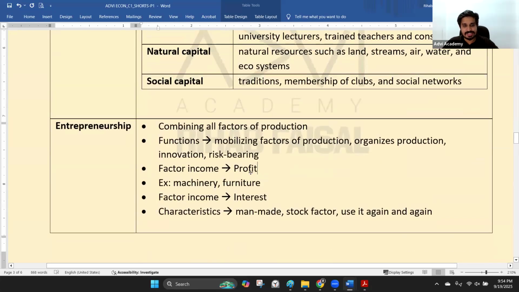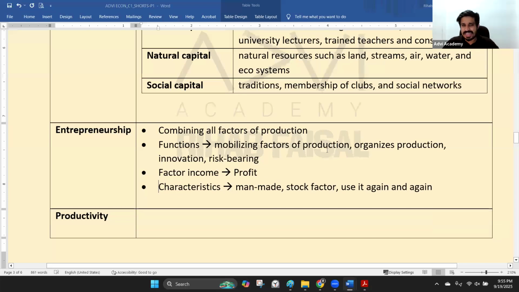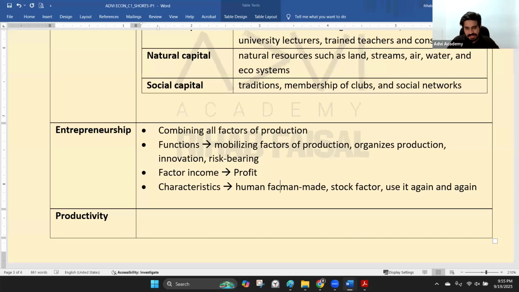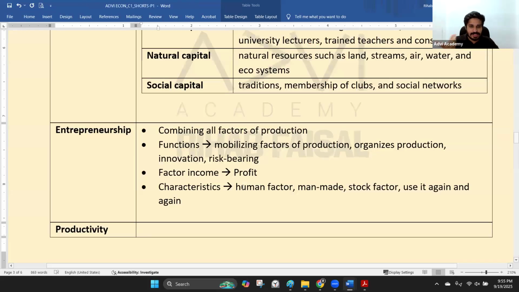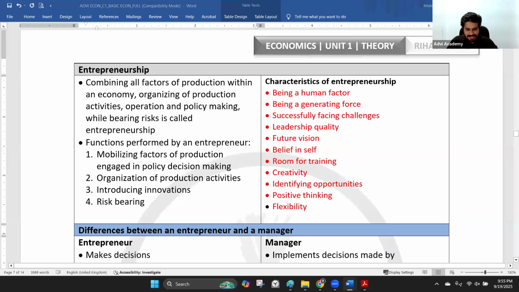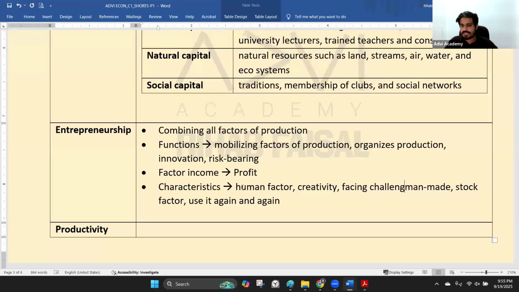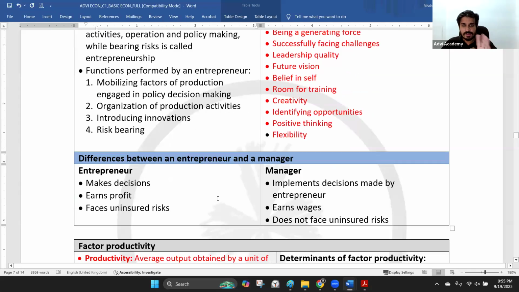And the last one is characteristics. I guess characteristics, you can say it's a human factor. Mainly, creativity has to be there, flexibility has to be there. From that list, you can put anything. I'm just going to put three things: creativity, and maybe the second point in terms of facing challenges. Those three things I will put here. So that is basically the entrepreneur.